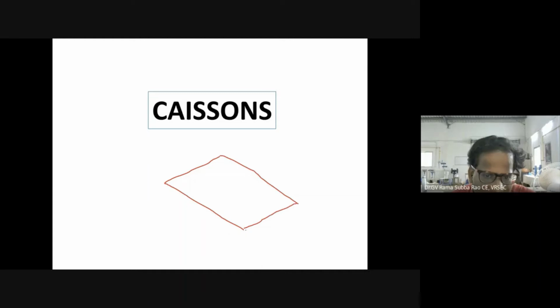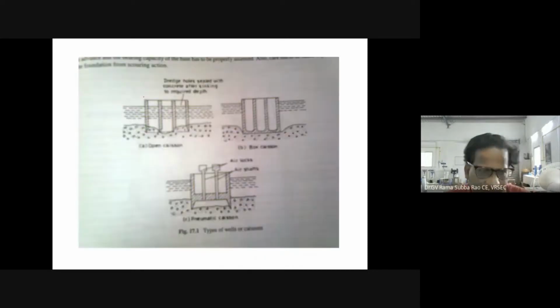The meaning of the Caisson is, it's a Latin word. The meaning is box. So this is a box. You can see open Caissons. These open Caissons we use to call well foundations. Well foundations.